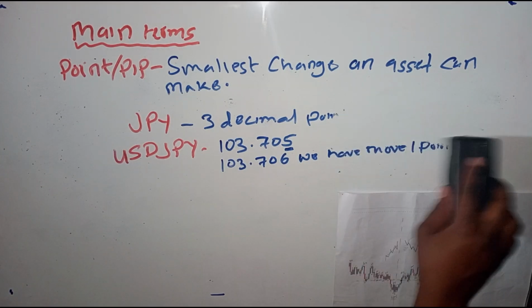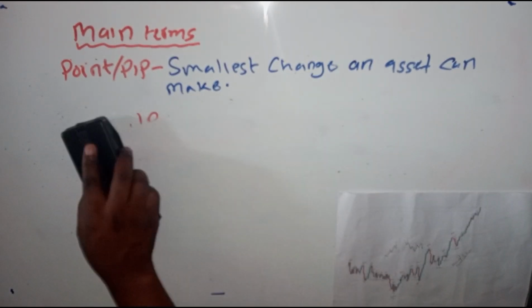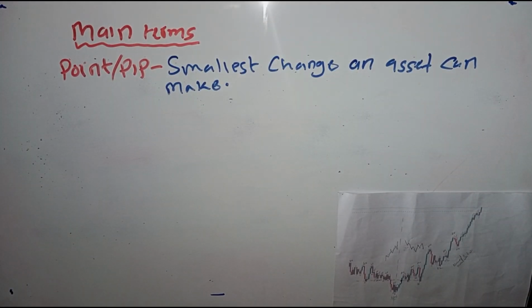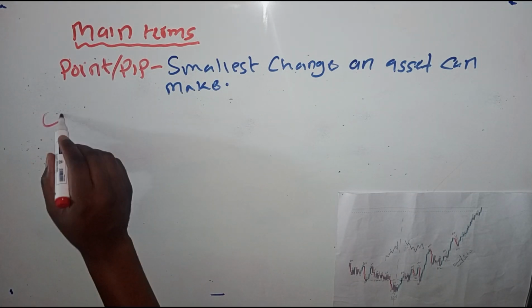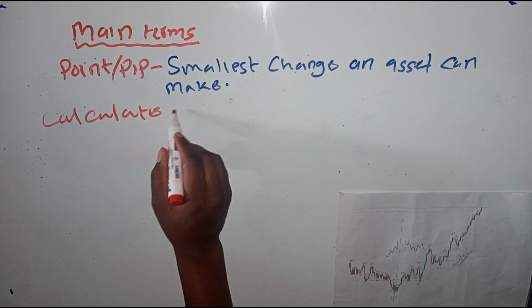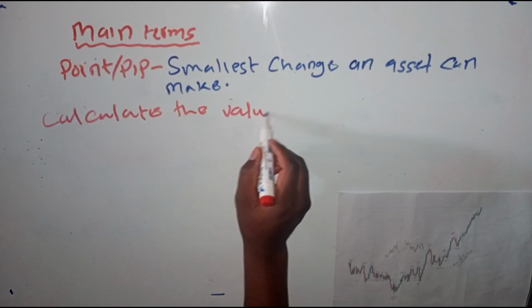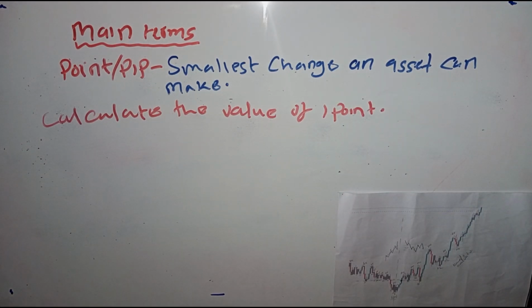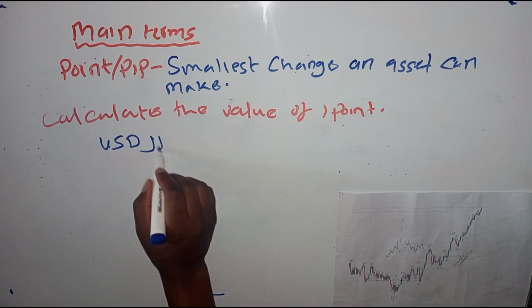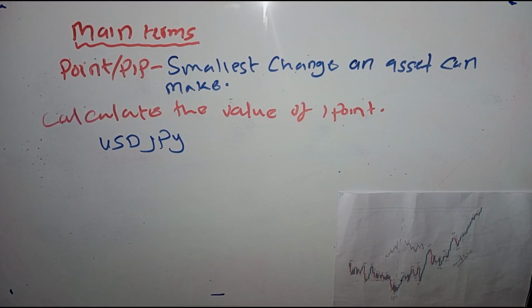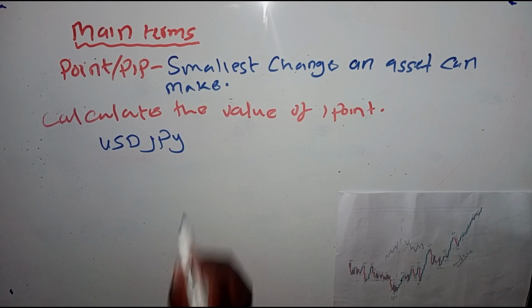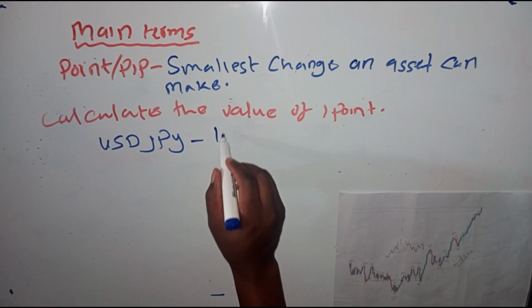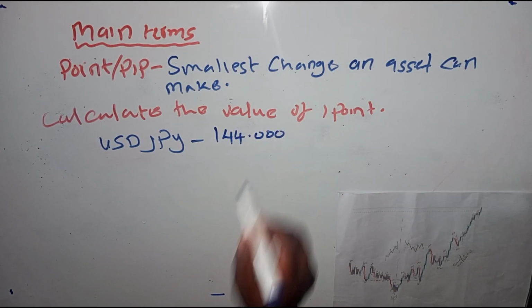Okay, now let's talk about how to calculate the value of 1 point. Let's say you were trading USD JPY, and the exchange rate is 144.000.